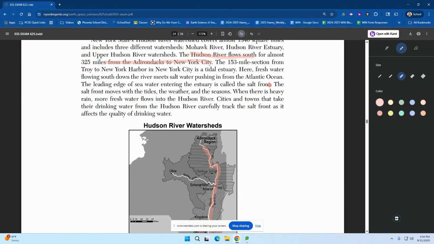Okay, they told me what the salt front was. So they said that the salt front is where the seawater enters the estuary, which is where your seawater and your fresh water are meeting each other, and that's your salt front. Okay, and they told us that we monitor it because it affects the quality. So remember, we want fresh, clean drinking water. That's a human societal need, and so we want to make sure that the water we're able to get access to is fresh and clean and able to be used.